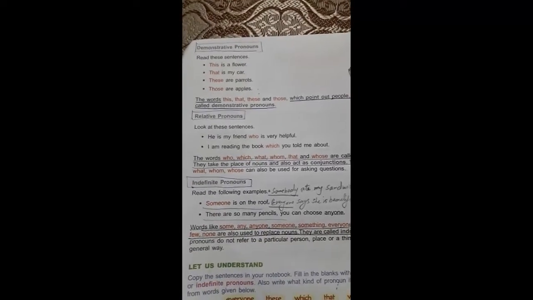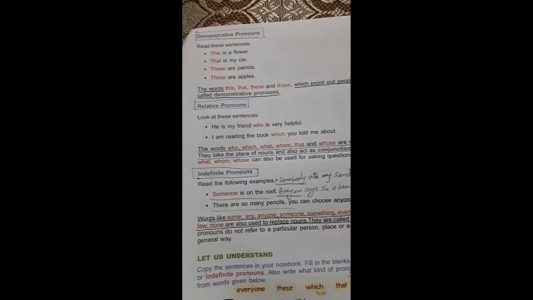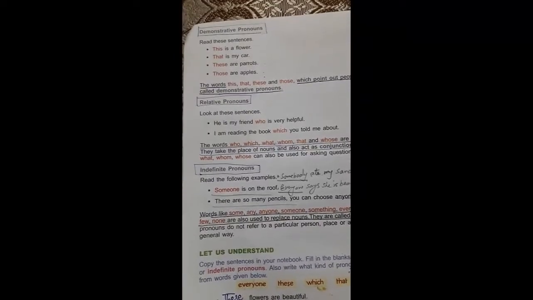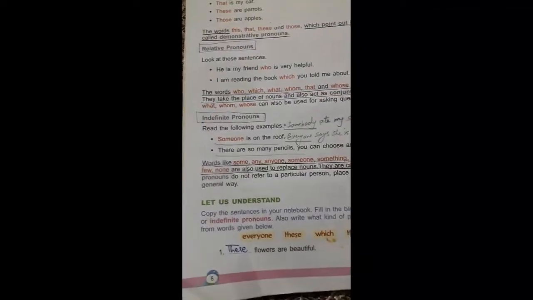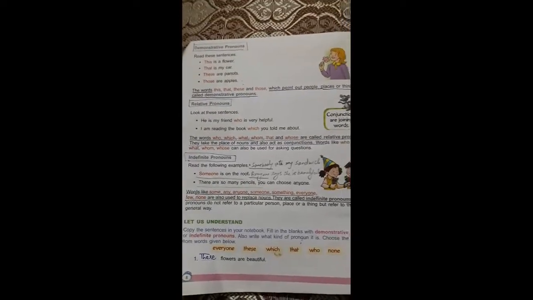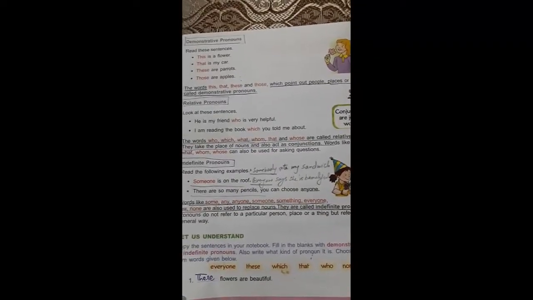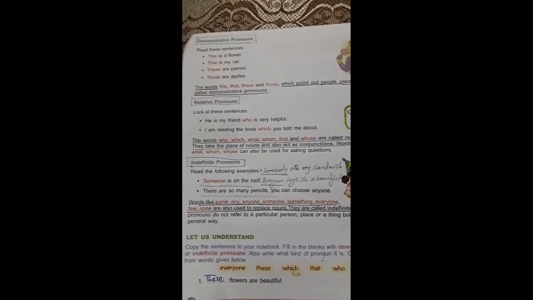So it is done. Now it will be clear that we have three kinds of pronouns: demonstrative, relative, and indefinite pronouns. Now we will move toward the exercise. Here at the bottom, one exercise is given. You have to fill in the blanks with demonstrative, relative, and indefinite pronouns. Also write the kind of pronouns. So you have to pick up the words from here and fill them into the blanks. Number 1.